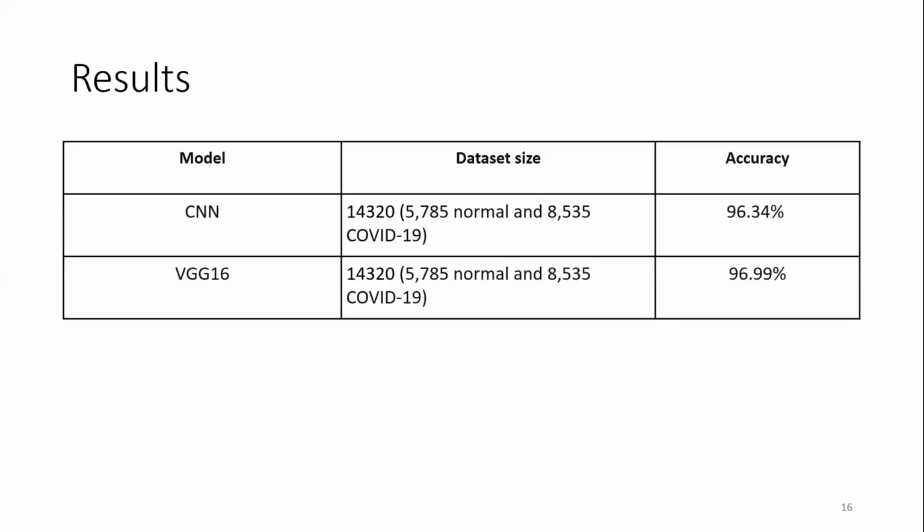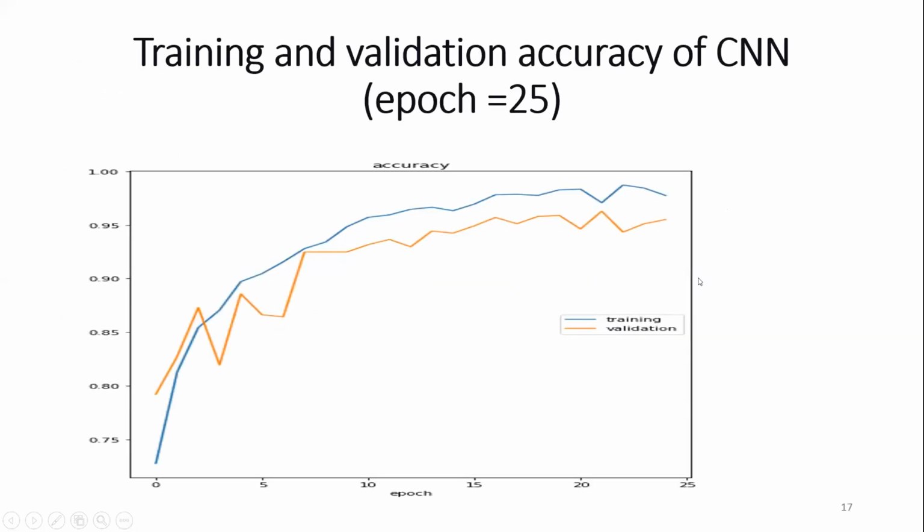In my result, implementing this data using the CNN model, the dataset is 14,320 images. Among them, 5,785 are normal and 8,535 are COVID-19. I got an accuracy of 96.34%. In VGG16, again the same data, I got 96.99% accuracy.